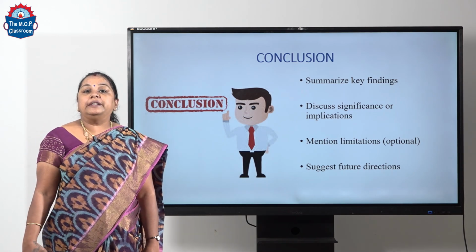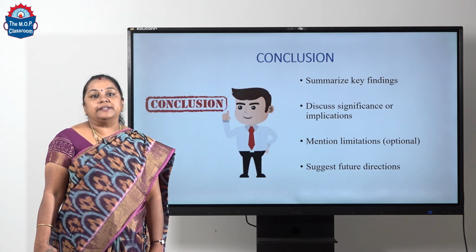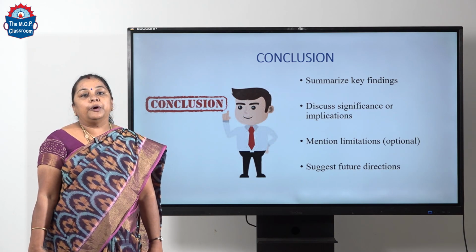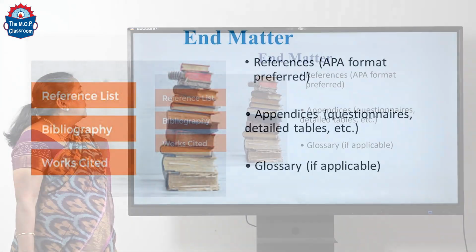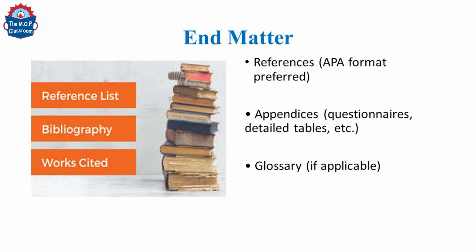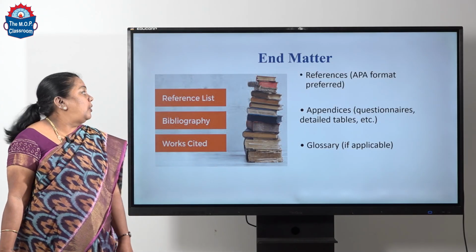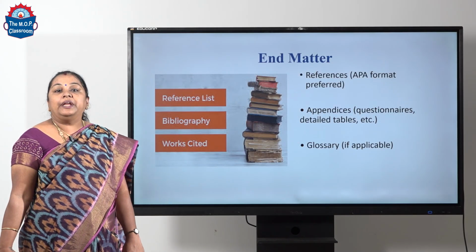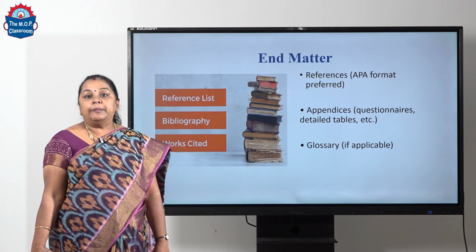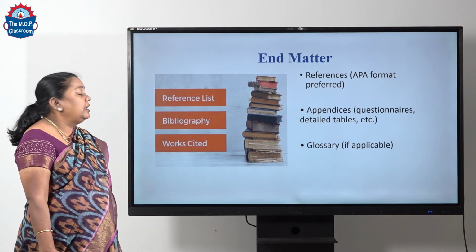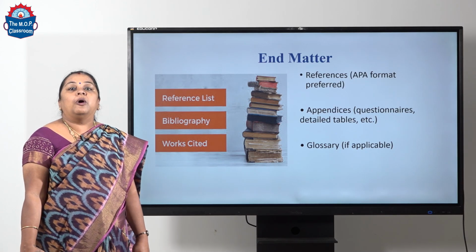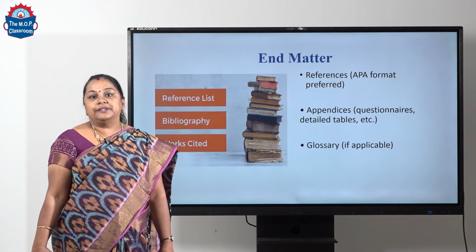At last, importantly, suggest the future directions so that the people who read your paper will get direction to continue with your research project. End note, bibliography, you need to mention references as per the APA format, and appendix, you can attach the questionnaire or tables or charts which you have missed to mention in your earlier chapterization, and of course the glossary where all the jargon words and its explanations are given.